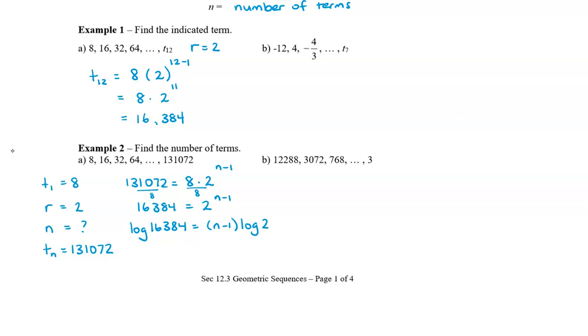And now we're going to divide both sides by log 2. So we have n minus 1 equals log 16,384 divided by log 2. You're going to go to your calculator and figure out what that is. So we'll have n minus 1 equals 14. Add 1 to both sides, so n equals 15. Okay, and so that's how you find the number of terms. And remember that when n is in the exponent, we'll have to use logs to solve for that.